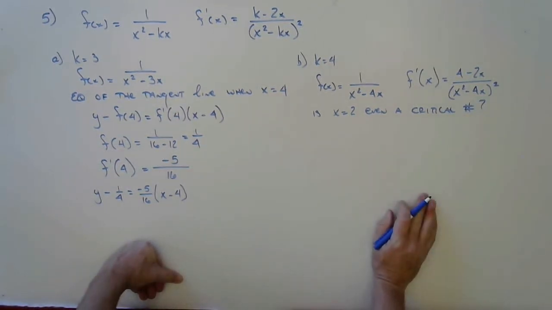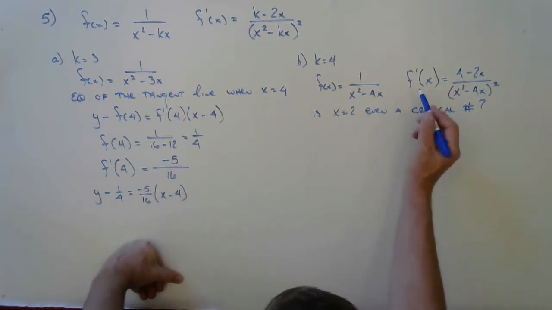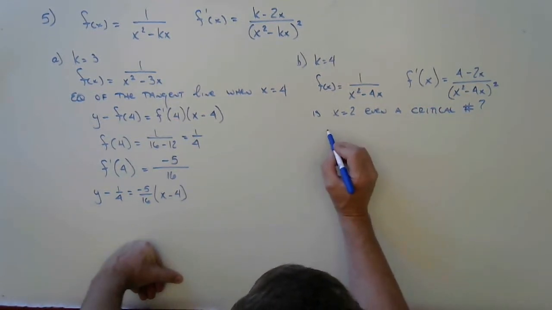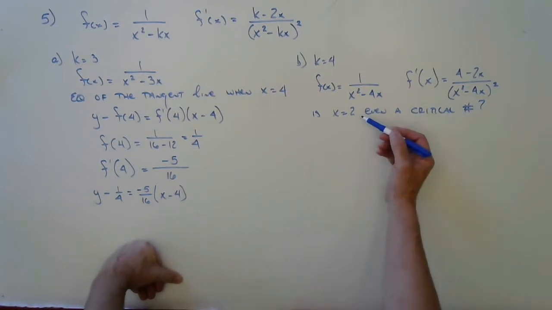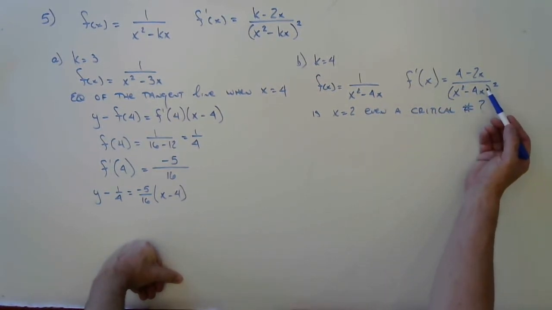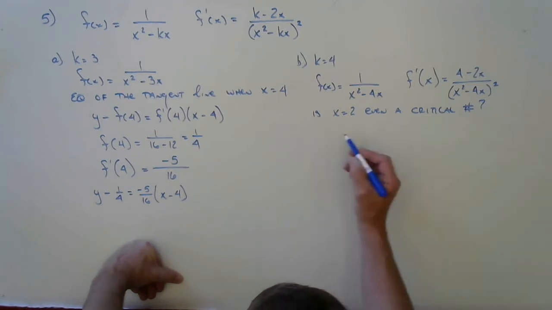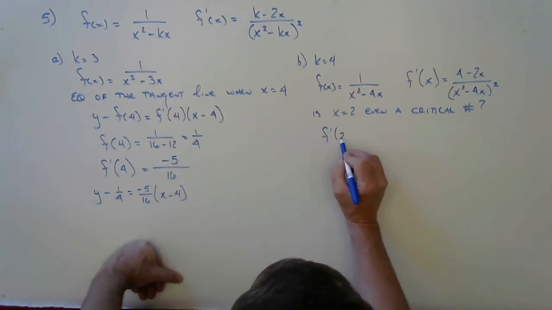That's the first thing we have to check. So we better find f prime of 2, right? Because if f prime of 2 equals 0, then this is indeed a critical number. Or if f prime of 2 fails to exist, it's a critical number. Well, what's f prime of 2?